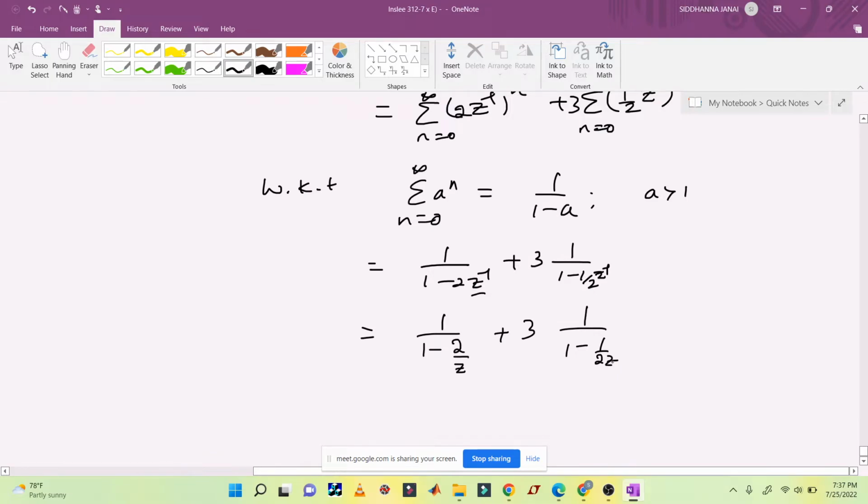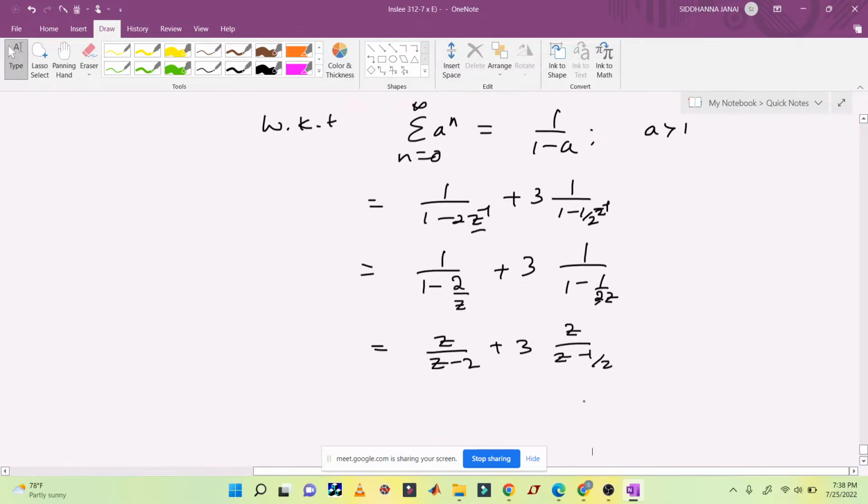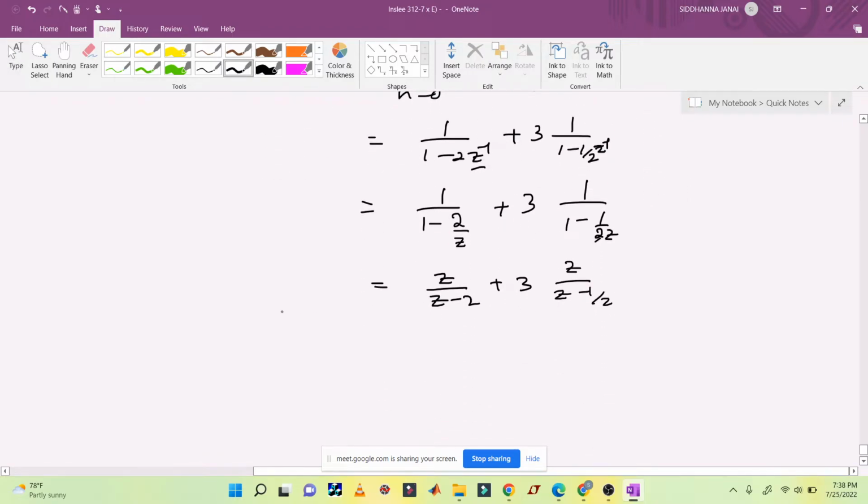Okay, now we can write z divided by z minus 2 plus 3 into z divided by z minus 1 by 2. This will not take the 1 by 2 into the numerator. It is kept as it is. So according to the given x of n, this is our x of z.